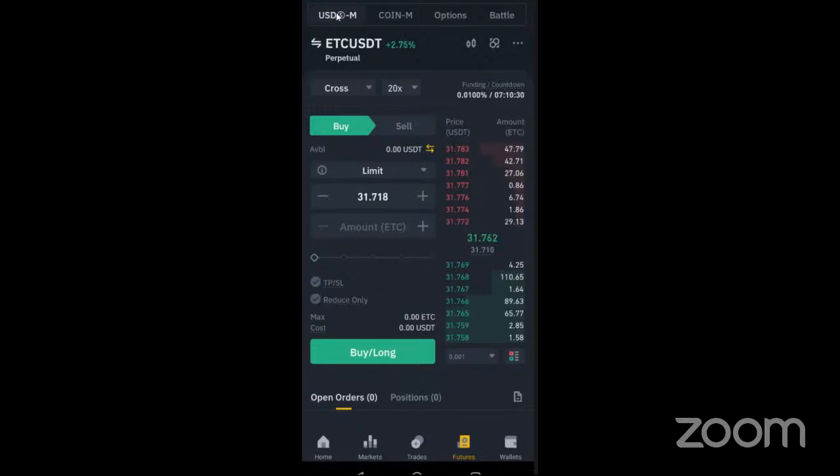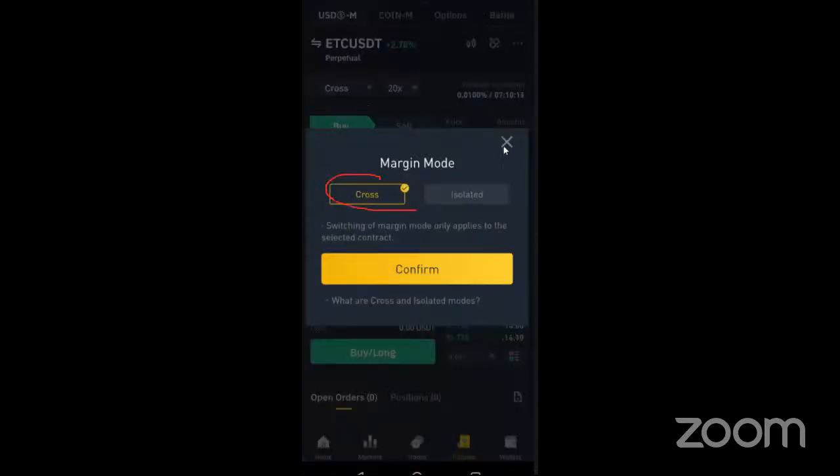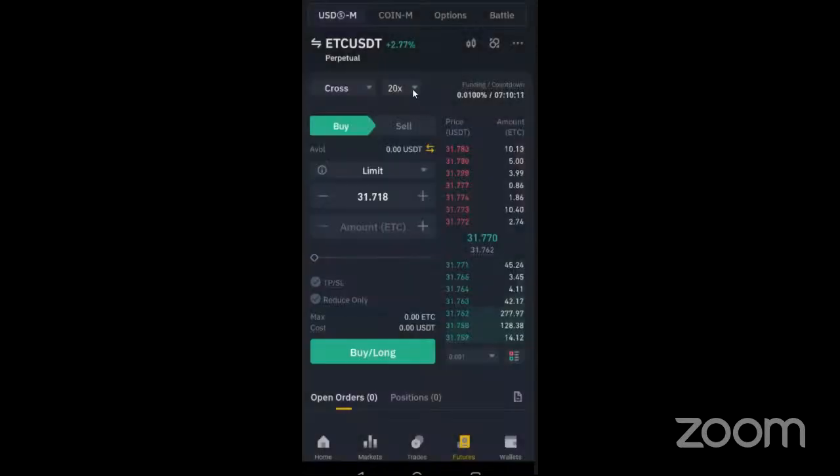We are currently on the USD-margined futures, and the next ones are coin-margined futures, options and battle. But like I said, we are going to be trading with the USD-margined futures, and this is where you select whether you want to be on cross or isolated. We are just going to leave it on cross for now. And then this is where you can change your leverage, from 20x to maybe 10x or 50x or thereabout.